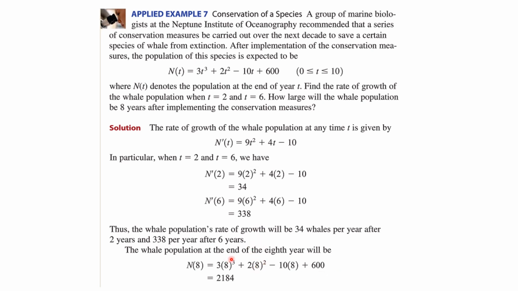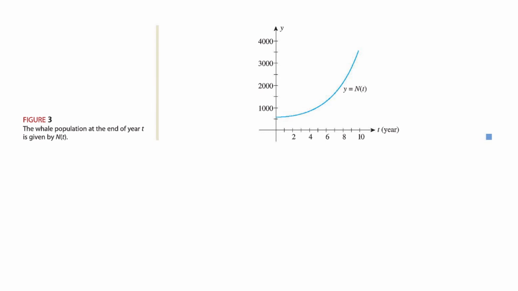And then at the end of 8 years, you're taking the 8, but you're plugging it into this equation, because they ask about what was the population, not what was the rate of change of the population. And this is what the graph looks like, and you see it really starts taking off. So assuming they do this, this would be good news for the whales.